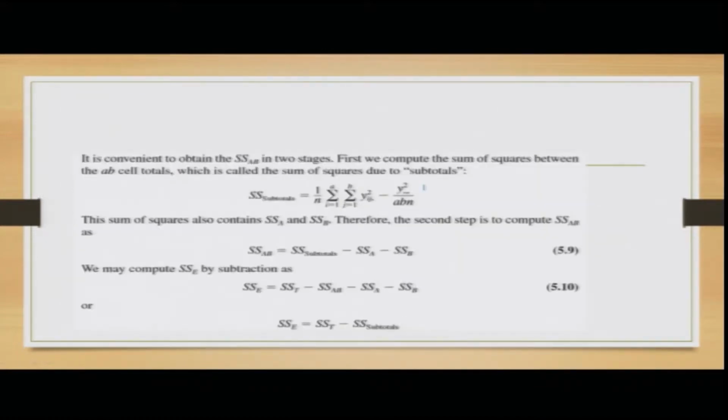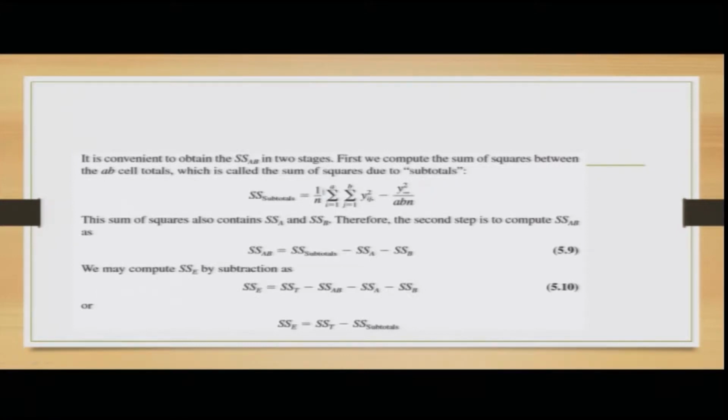It is convenient to obtain the sum of the squares of a, b in two stages. First, we compute the sum of the squares between the a, b cells in total, which is called the sum of the squares due to the subtotals, and then basically go into finding out the averages of the subtotals totally. So, the subtotals would be, if you pay attention to the formula, these things would become very clear. So, what is the formula?